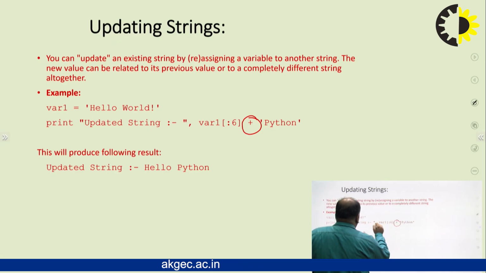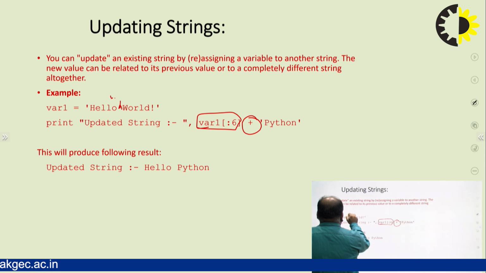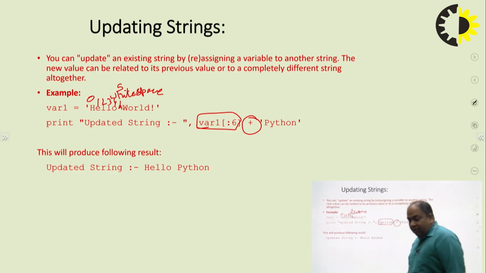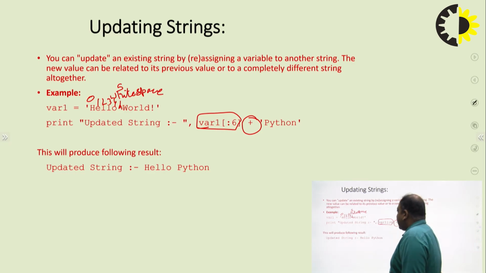So what we write is var1 colon 6. How do we get the 6? Because we also include white space. White space also has an index. So it is 0, 1, 2, 3, 4 and 5 for the white space. It means that the word which starts from index 6 will be replaced with Python. So world is replaced with Python.